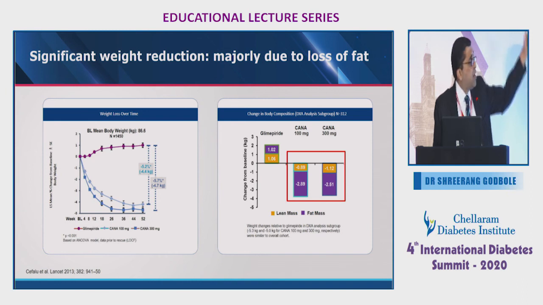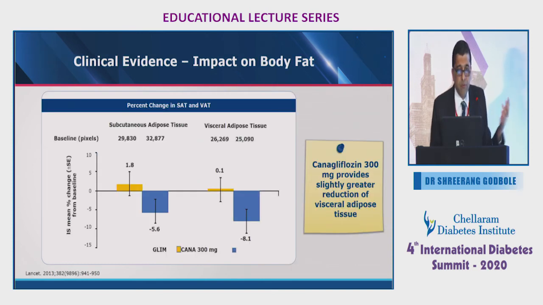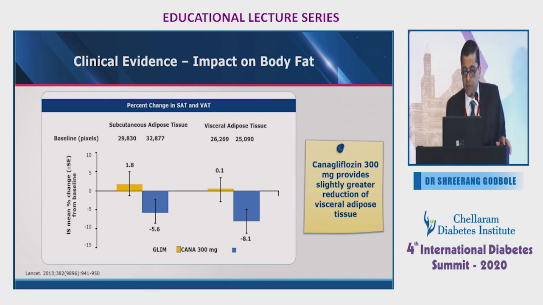Now, the significant weight reduction that you see with Cana, this is the trial which was done comparing Canagliflozin 100 and 300 versus glimepiride. I'm sure you are aware of this trial. And clearly you found that Cana 100 and 300 cause a decrease in the body weight, but 2/3 of that body weight loss is because of fat loss and not the lean mass. Okay, but if you look at the CT imaging studies further, it's actually the visceral adipose tissue which is reduced to a greater extent compared to the subcutaneous adipose tissue.